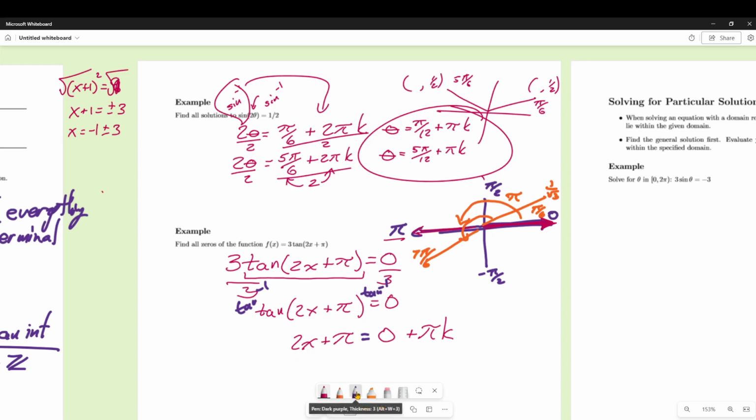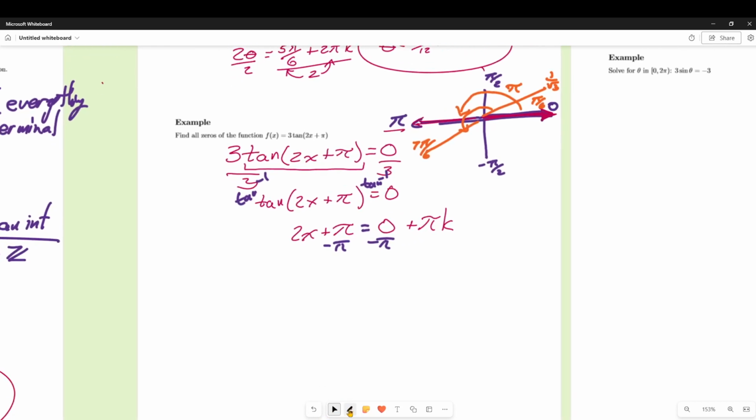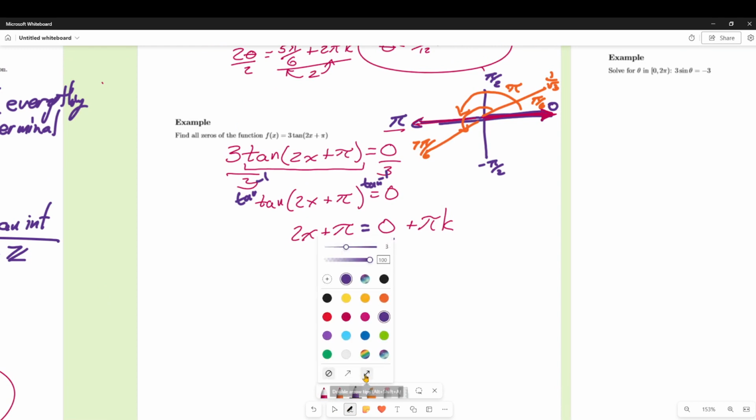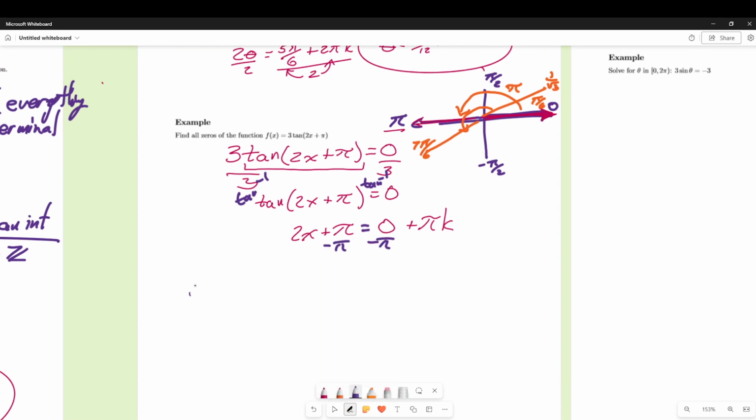And then we can finish solving for x the way we normally would. So, subtract pi, give myself some more space. Smaller. There we go. So then 2x equals negative pi plus pi k, divide by 2, divide by 2, then x equals negative pi over 2 plus pi over 2 k. And that would be a fine general solution.